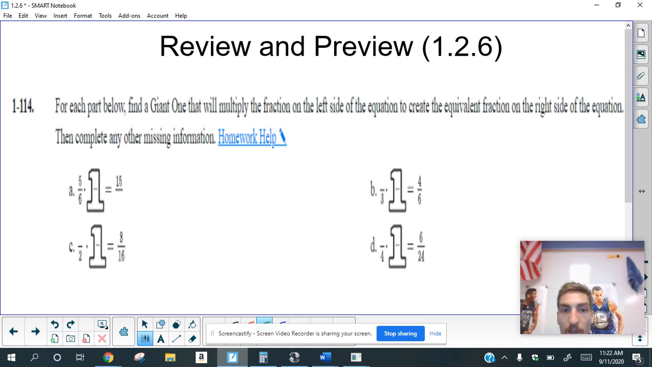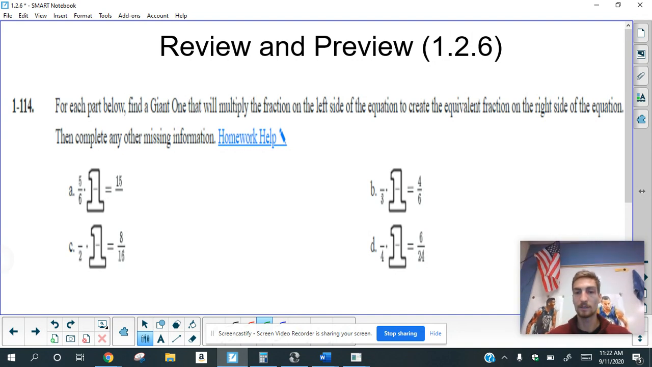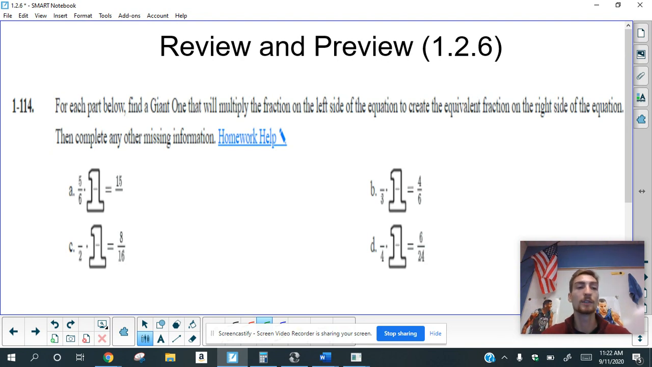All right, everyone, so let's take a look at the review and preview problems of 1.2.6. This is going to be 5 problems, 114 through 118, and it says for each part below, find a giant 1 that will multiply the fraction on the left side of the equation to create the equivalent fraction on the right side of the equation. Then complete any other missing information.